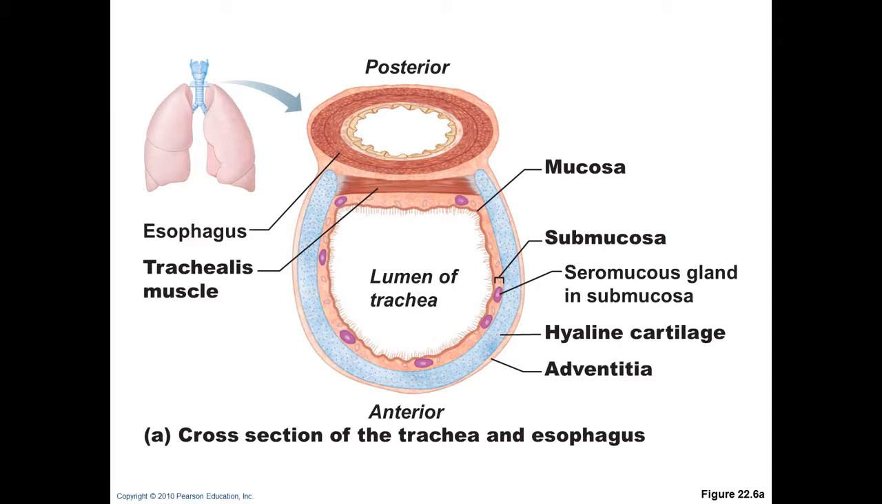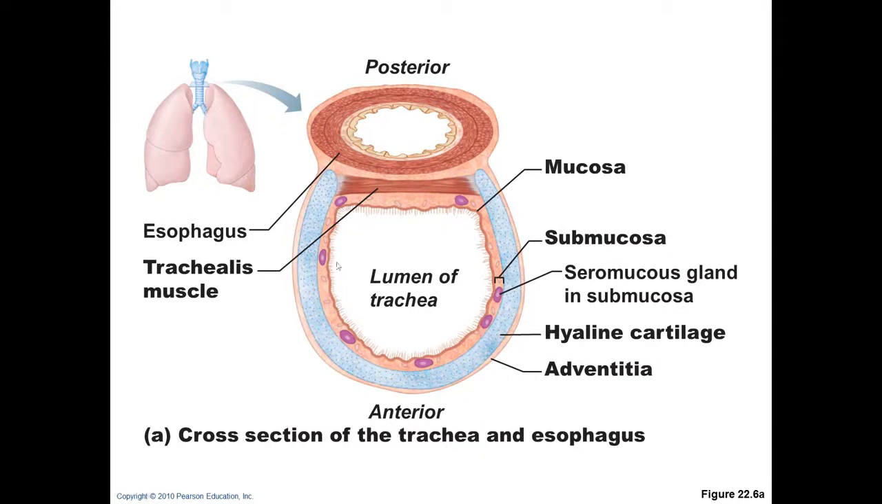Okay, so if you move down from the larynx, and we're heading toward the lungs, you move into the trachea, and if you cut open the trachea and looked at it in a cross section, this is the esophagus back here. Remember, the esophagus is posterior to the trachea.